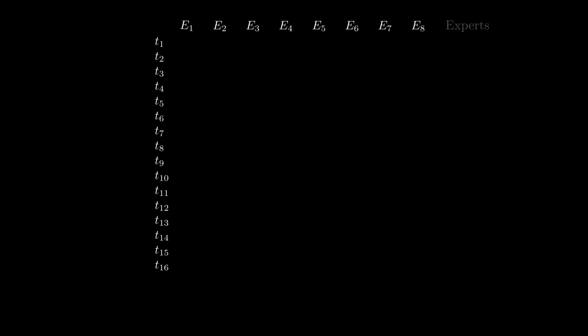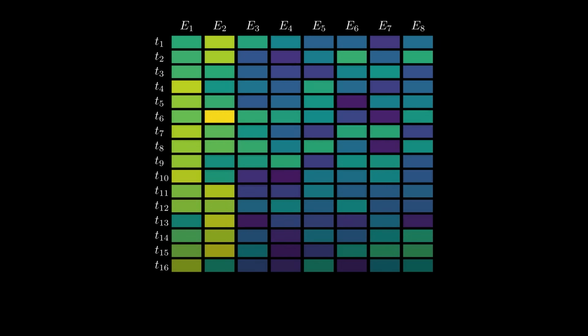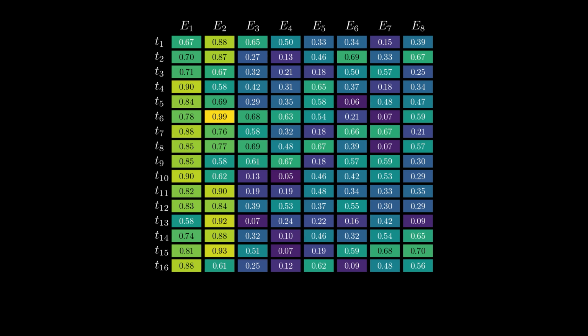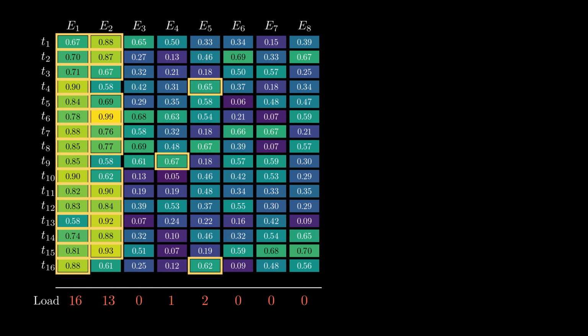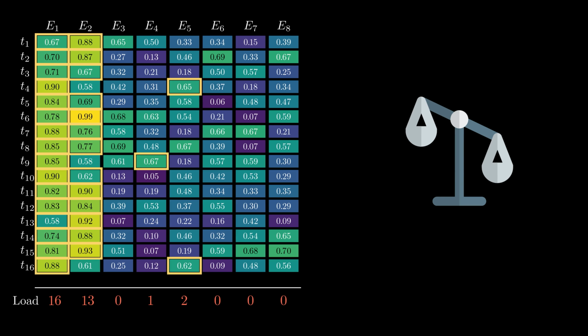Let's work through an example. Consider a scenario with 8 experts in the pool, where the router handles a batch of 16 tokens. The router produces routing scores across the experts. We can already see 2 columns standing out. Suppose we use top 2 routing. We can see that the first 2 experts are frequently selected. This causes the load imbalance problem.